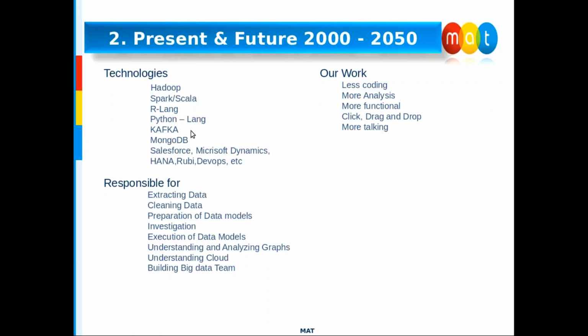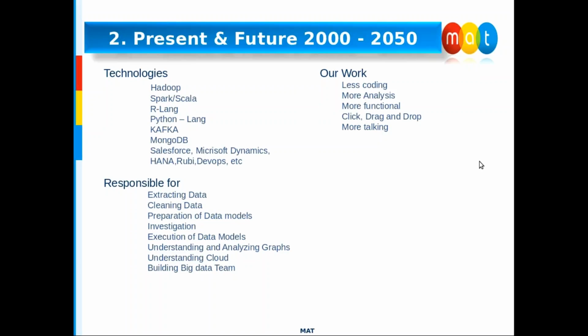R language, Python language, then Kafka engine, MongoDB. These are all different technologies that talk about big data. So what we do as a data scientist, big data architect, or big data analyst, is less coding. It is very important. In mainframes and Java, you write a lot of code, right? You must have done a lot of testing, unit testing, integration testing, black box, white box, and all that stuff. But those days are gone. Writing a huge amount of code is gone.